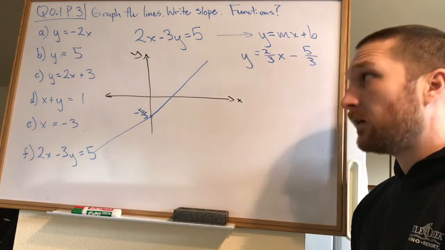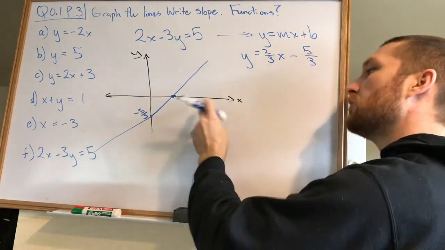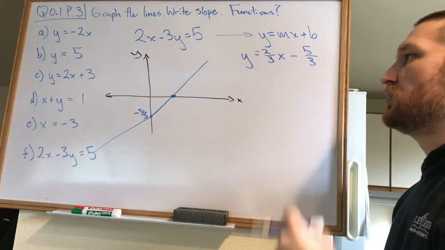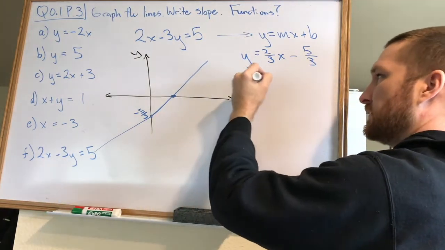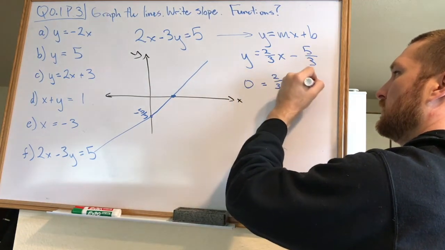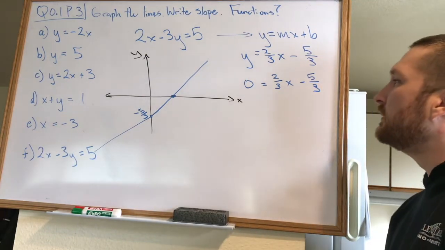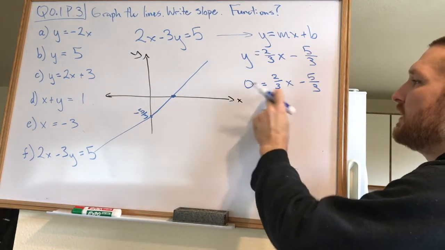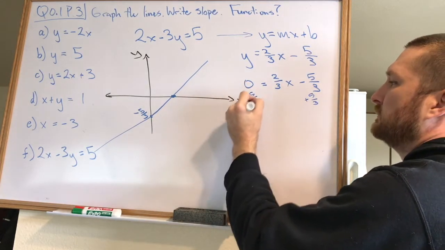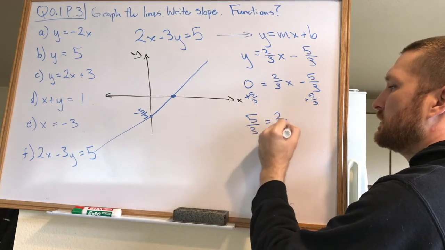Are we done? Oh, nope, it crosses the x-axis. But we know that it crosses the x-axis when the y value is equal to 0. So I'm going to say when y equals 0, what does x equal? Now I'm just trying to solve this. I'm trying to get x by himself. So I'm going to add 5/3 to both sides. And we get 5/3 is equal to 2/3 x.